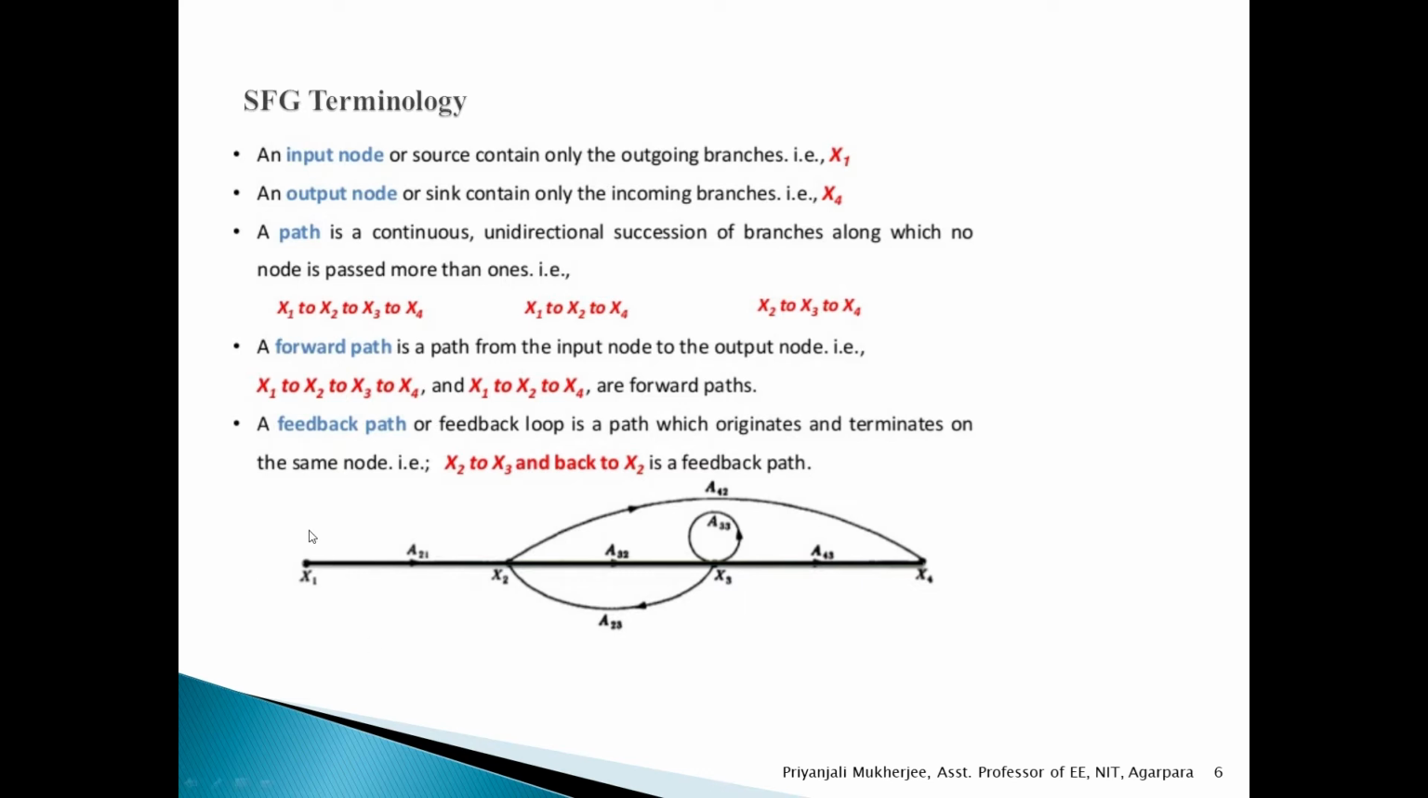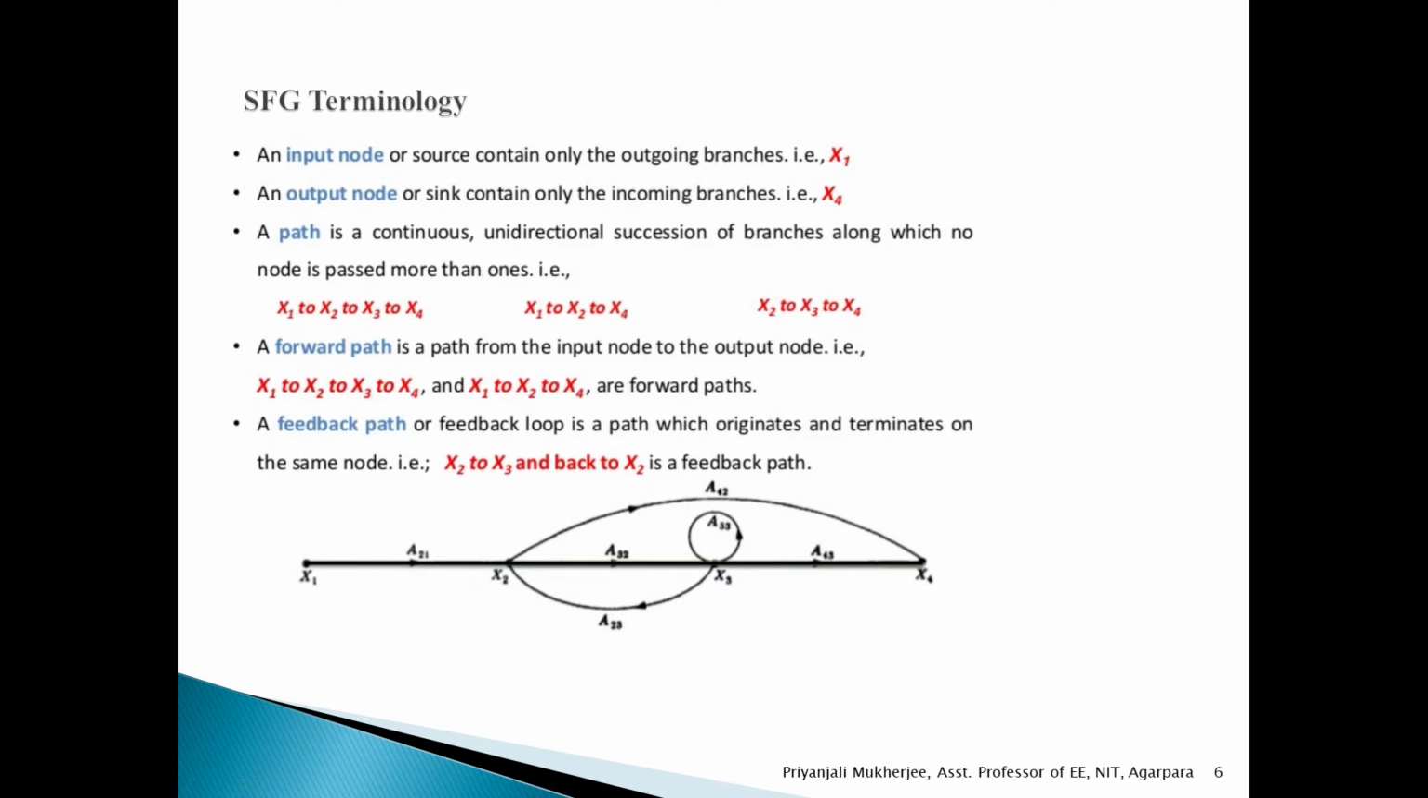There are different types of nodes. First is the input node. An input node only has outgoing branches. Here in this example, only the x1 node has outgoing branches, but x2, x3 and x4 all have incoming branches. So x1 is the input node of the signal flow graph, whereas the output node has only incoming branches. That means here x4 has incoming branches only. So this is considered as the output node or the sink. And x2 and x3, which have both incoming and outgoing branches, are denoted as mixed nodes.